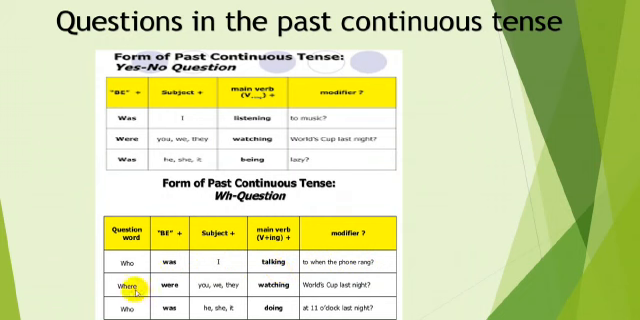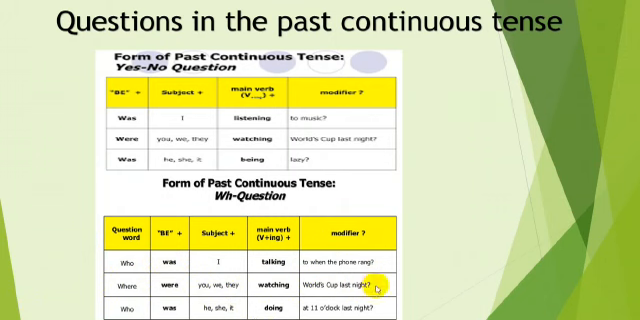And this one, for example, where. And where is asking about the time or place. Excellent. It's asking about the place. Excellent. Where were you watching the World Cup last night? Here he's asking about a place. Okay? So I use the question word, and then was or were, and then the subject, and then the main verb plus ing, then the rest of the question.